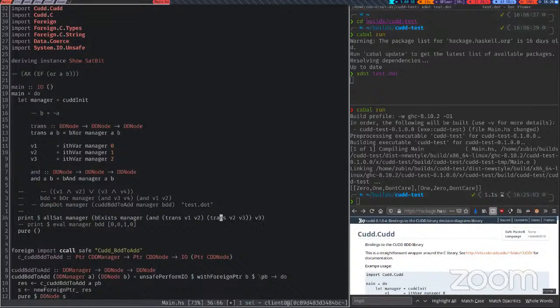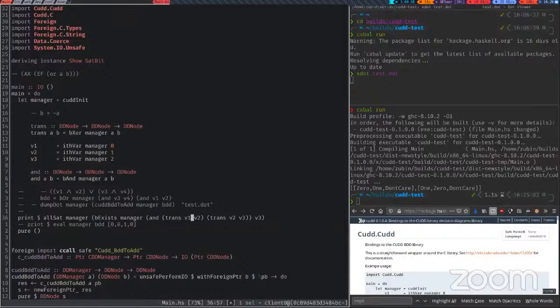What is AB? So we say v1 relates to v2 via the transition, and v2 relates to v3, and we're saying there exists some v3 such that this is true. So that's what we're looking for.